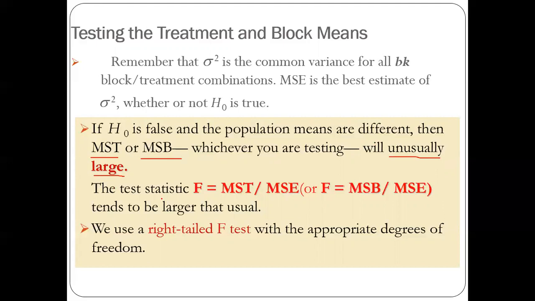So the test statistic F equals MST divided by MSE, or F equals MSB divided by MSE, tends to be larger than usual. We use a right-tail F test with the appropriate degrees of freedom. That means we refer to the F test table and the degrees of freedom as we applied in one-way ANOVA.